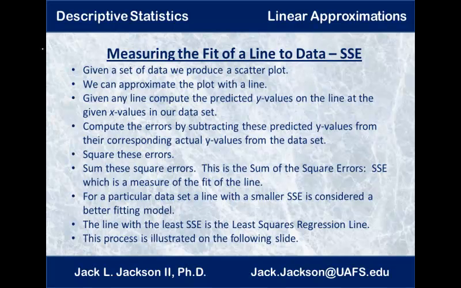So this goes through the steps. We compute a set of data, we produce a scatter plot. We can approximate the plot with any line we want. Given a line, we can compute the predicted y values on the line at the given x values. Compute the errors by subtracting these predicted y values from the corresponding actual y values from the data set. Square these errors. Sum the square errors. This is the sum of the square errors, SSE, which is a measure of the fit of the line. For a particular data set, a line with the smaller SSE is considered a better fitting model. The line with the least SSE is the least squares regression line.